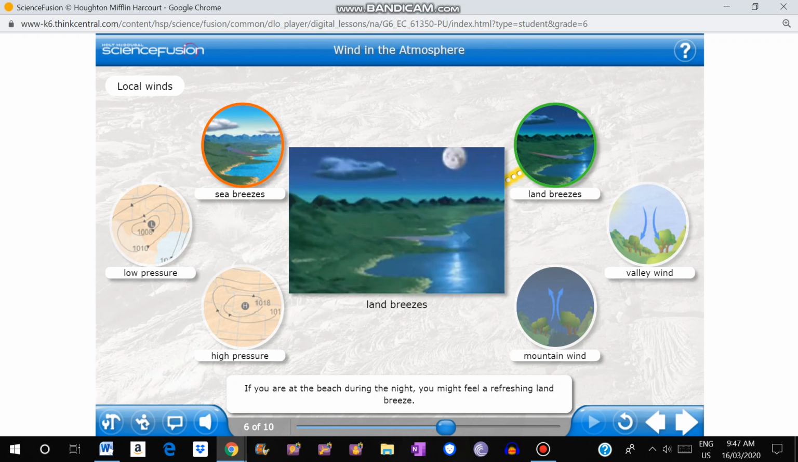If you were at the beach during the night, you might feel a refreshing land breeze. A land breeze is the opposite of a sea breeze. Land cools faster than water. Warmed air over the water rises. The breeze flows from the land toward the water, forming a land breeze.